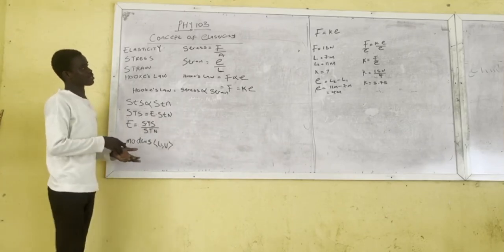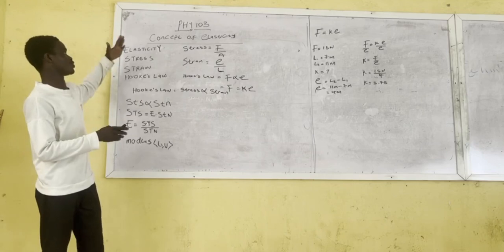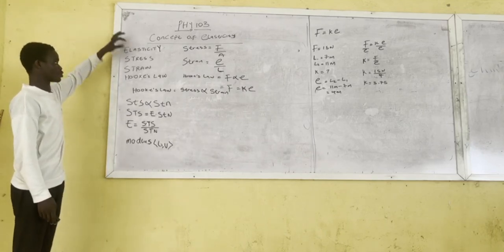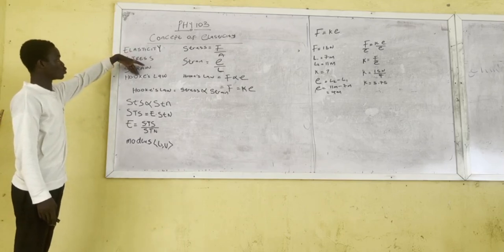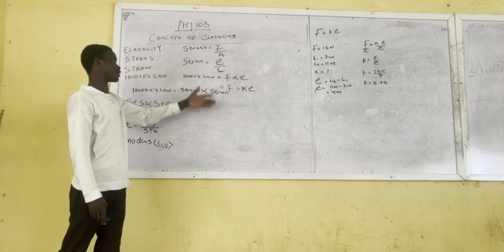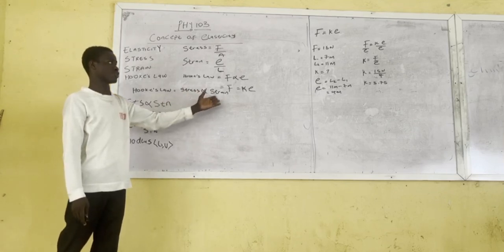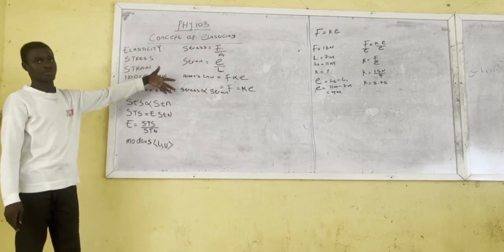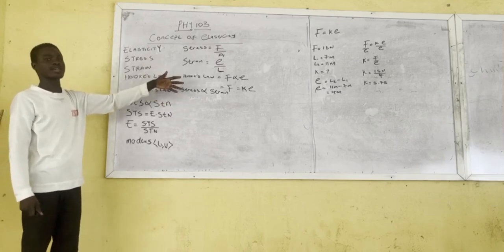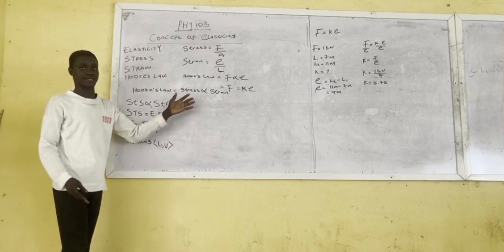And now with this, we've come to the end of this session. And remember, we've treated elasticity, we talked about stress, we talked about strain, Hooke's law, which leads to the relationship between force and extension, and also the relationship between stress and strain. And we solved some simple questions, which I believe you should be able to understand and solve more of those questions. Practice it on your own.